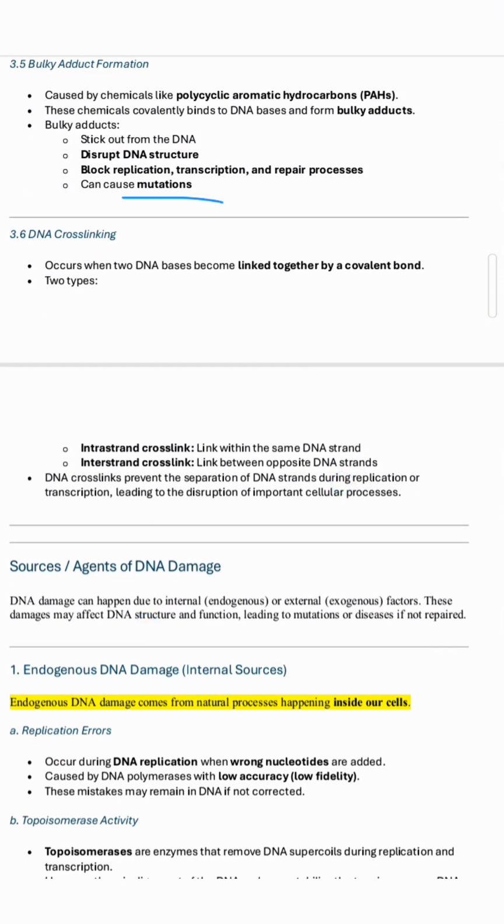Sixth one and the last one is the DNA cross-linking. It occurs when two DNA bases link together by a covalent bond. It is of two types, intrastrand or interstrand. Intrastrand crosslink means the link is within the same DNA strand, and interstrand crosslink means the link between opposite DNA strands. And this crosslink prevents the separation of DNA, which is essential during the process of replication or transcription, leading to the disruption of the basic cellular processes.